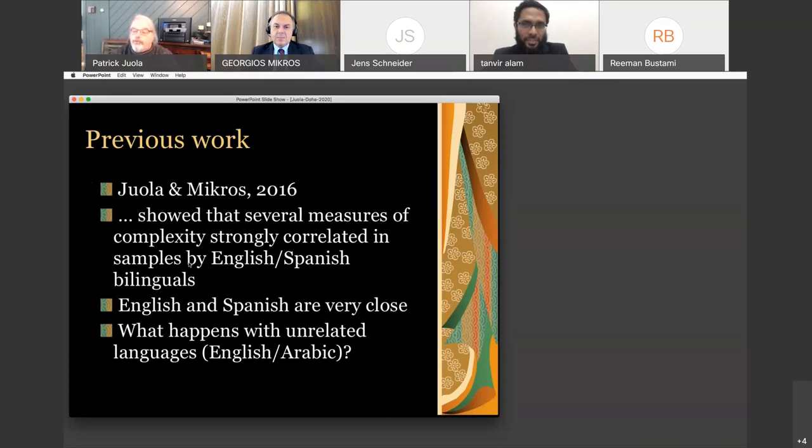What happens when you have less closely related languages, or even entirely unrelated languages such as English and Arabic? Can I look at how somebody writes English and how somebody writes Arabic and figure out whether or not the same person wrote these two documents? And I will tell you, I don't know, because it's hard to get the data.